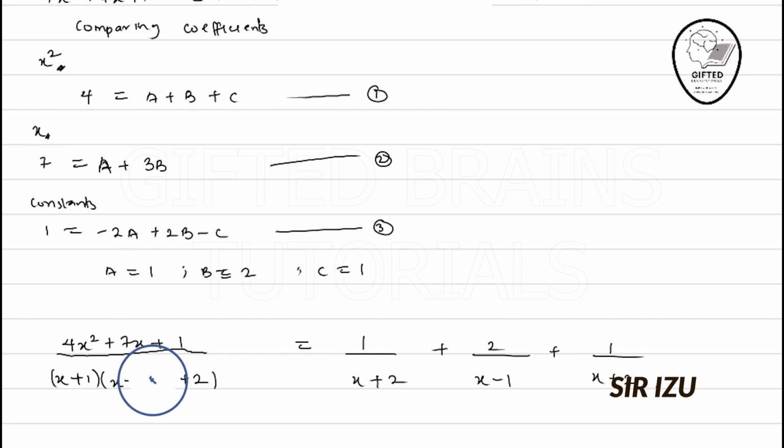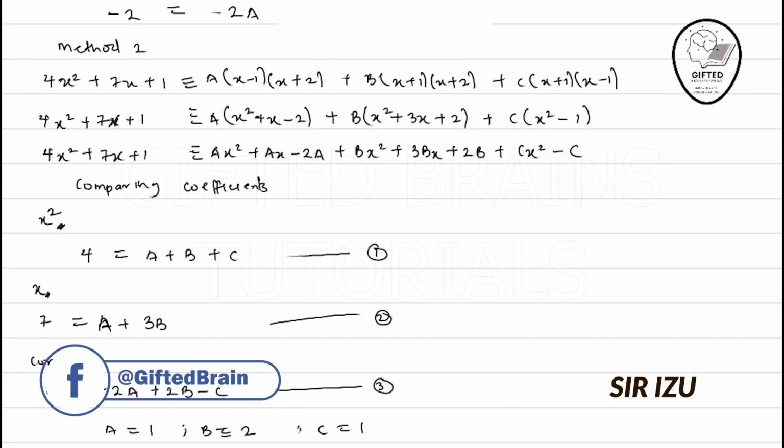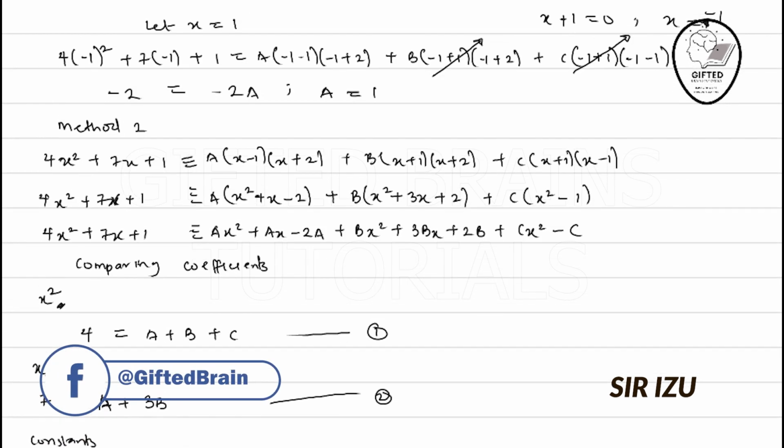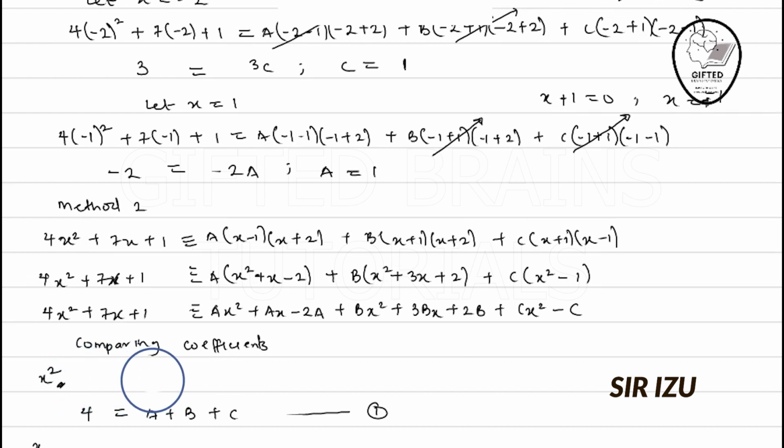I also realized that while solving this, I said let x be equal to minus 1, but I didn't reflect it here, so please take note. It's minus 1, not 1. Okay, so that's that about that.